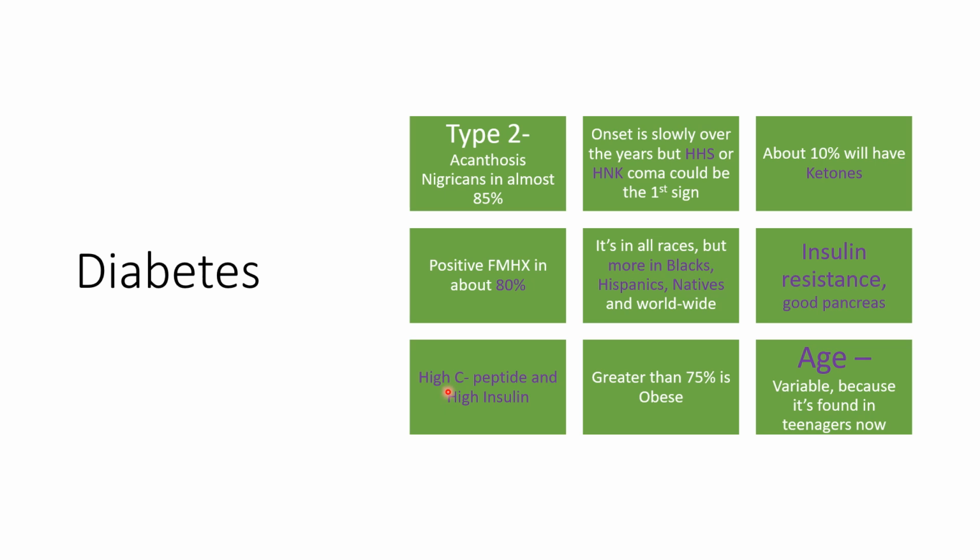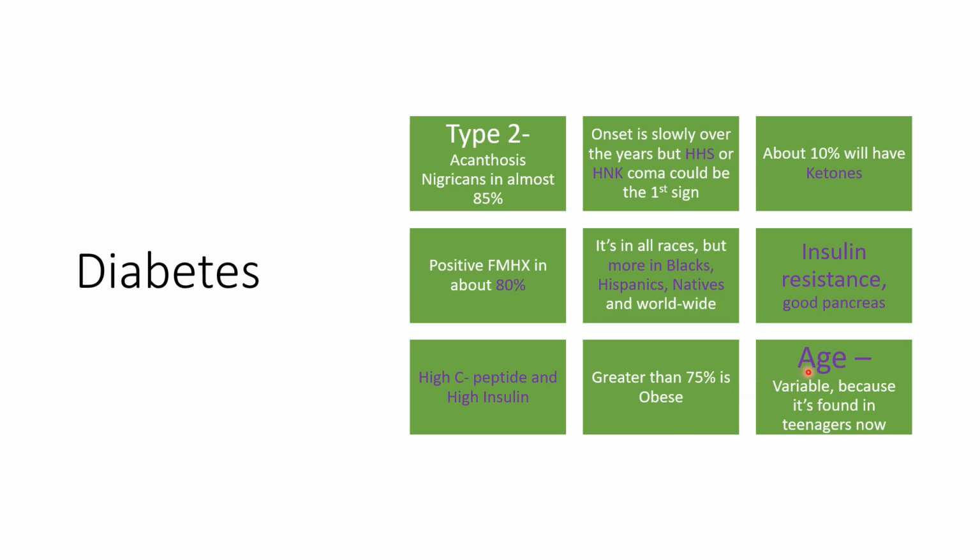Here they will have high C-peptide and high insulin. Why that? The pancreas is working well. Beta cells are working well. Islets of Langerhans, no problem. Then where's the problem? Yes, they're suffering in the midst of plenty, right? But greater than 75% of people with type 2 will be obese, or BMI will be greater than the normal for their age and height.